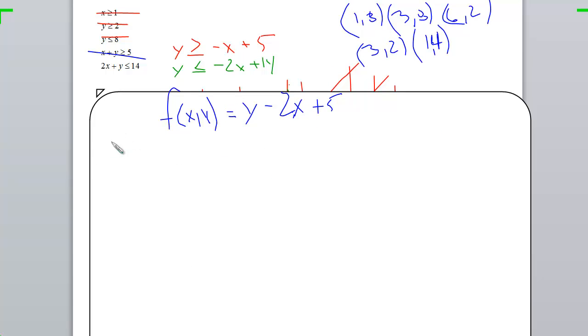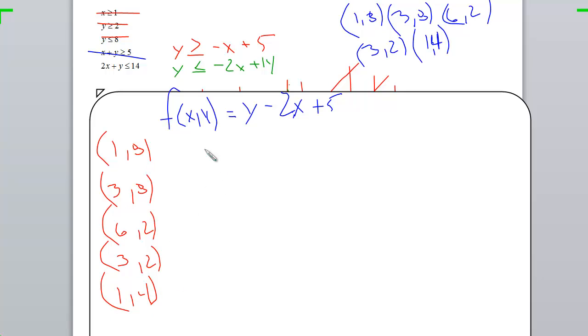So I'm going to check the values of these points. So I'm going to check first 1, 8, and I'll do 3, 8, 6, 2, 3, 2, 1, 4. And we'll sub these in. So I have f of 1, 8 equals, and I'll sub in the values, y minus 2 times x plus 5, and that equals, okay, so 8 minus 2 times 1, 2 times 1 is 2, 8 minus 2 is 6, plus 5 leaves me with 11.